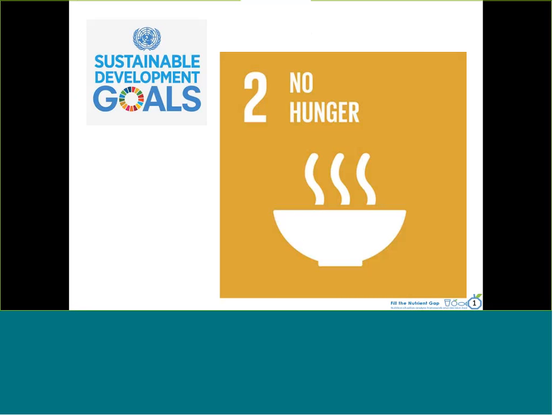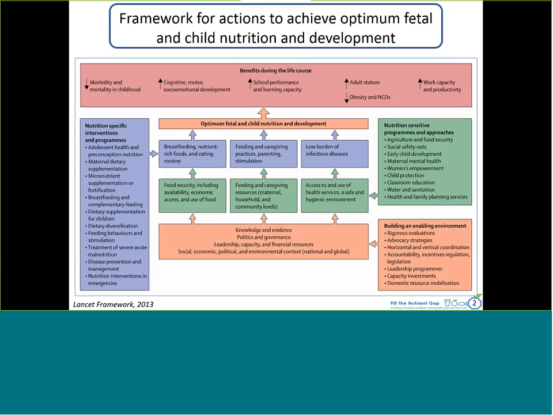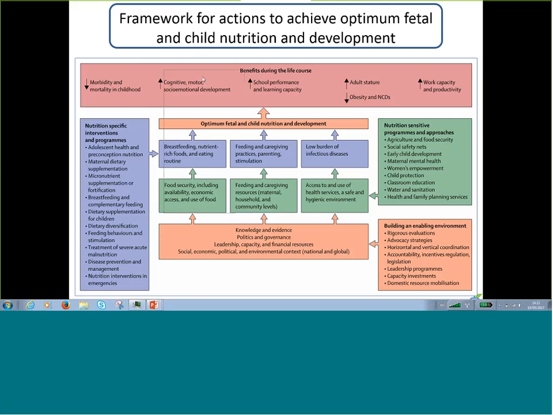So SDG 2 is the key here, and in particular ending all forms of malnutrition. If we go to the next slide, we have the Lancet framework with the different nutrition-specific interventions and nutrition-sensitive interventions. And the key really is to select those approaches that are most appropriate for a country's context.